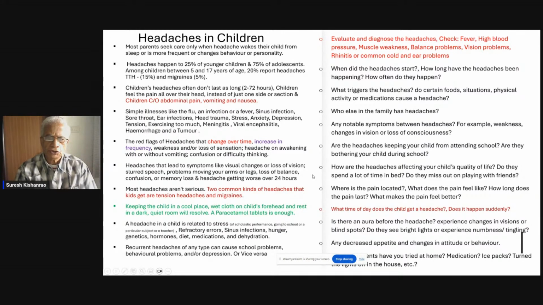In children, headaches often lead to visual disturbances or speech disturbances, and sometimes even affect their extremity movement. Some of the children lose their balance and have short memory loss, worst for the last 24 hours. They don't even remember what happened in the school, why they fell down. But after a day or two, they can recall what exactly had happened. Most of these headaches in children are not serious, the commonest being tension headaches and migraines, as I told you, basically because of the tension in school. Keeping the child in a cool place, putting a wet cloth on the forehead, and rest in a dark room will resolve the problem. A paracetamol tablet may be required.